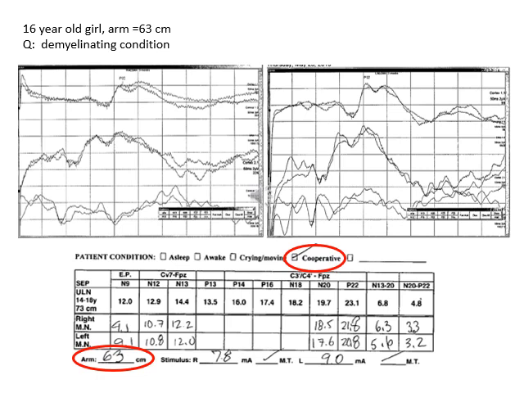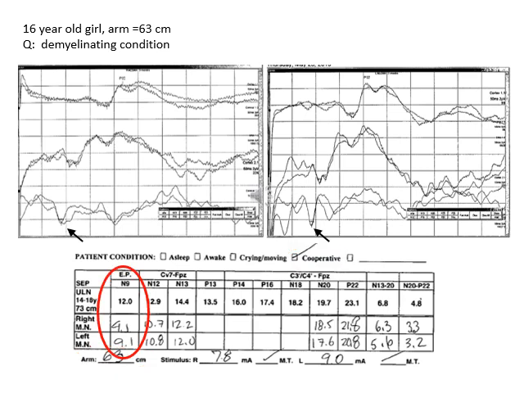So we start with the bottom, where we see that the arm length of this girl is 63 centimeters, and we see that the technologist has noted for us that this child is cooperative. And so looking at the tracings, they look fairly clean, as one would expect from a cooperative child.